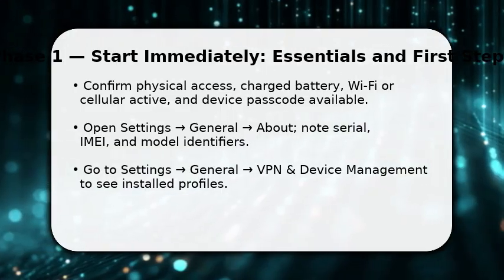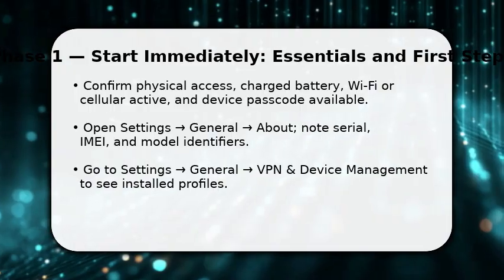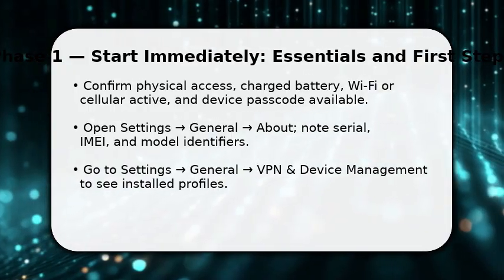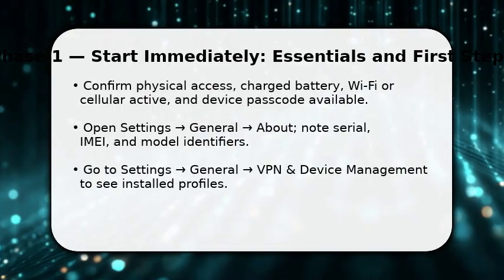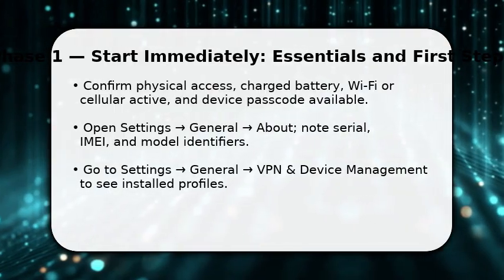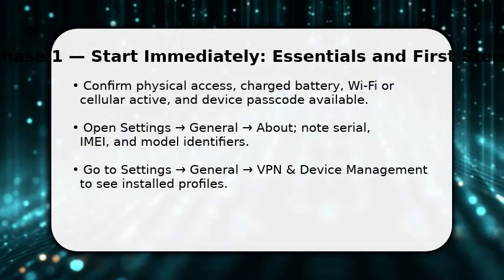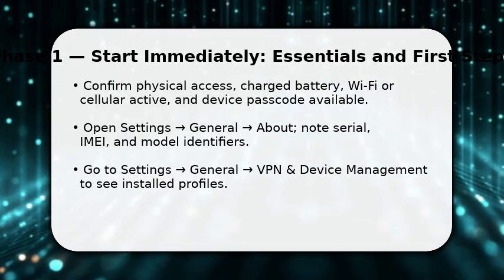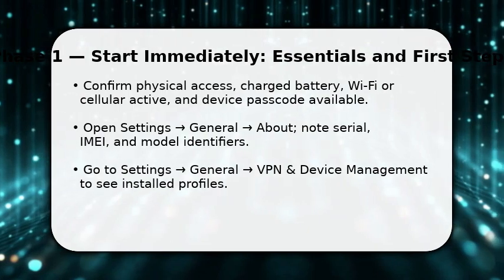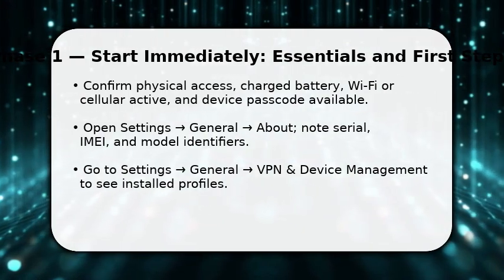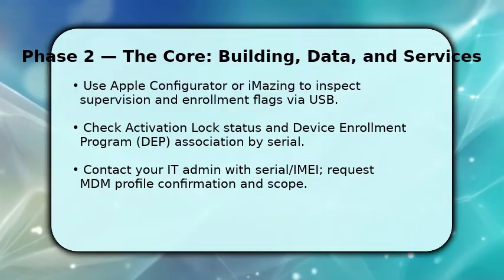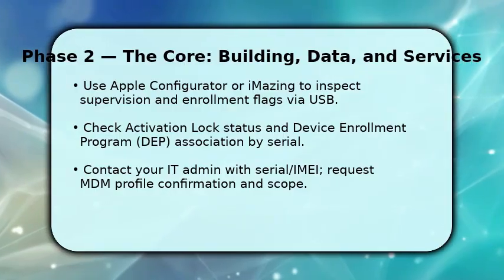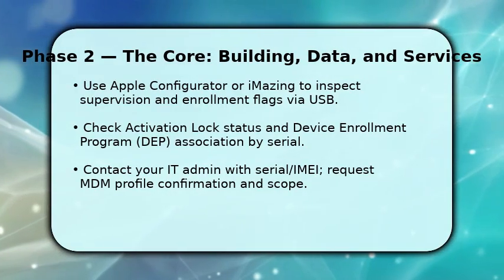Next, open Settings, General, then VPN and Device Management. Look for a listed profile or supervision notice. These entries tell you why restrictions exist. Once done, make sure you capture screenshots and the exact profile names for the next verification steps with an admin or Apple support. Now, connect the iPhone to a trusted Mac and run Apple Configurator or a management tool.